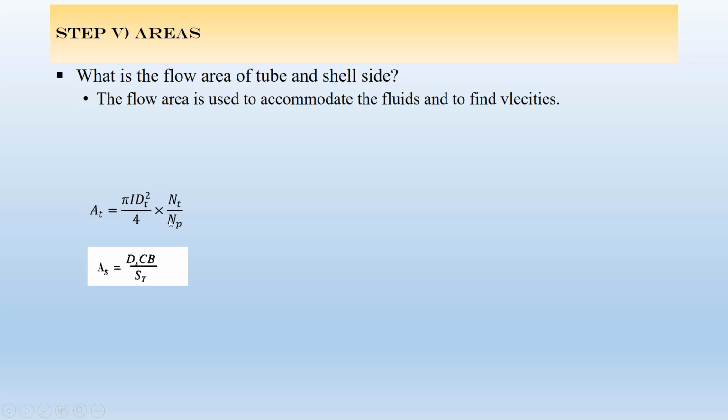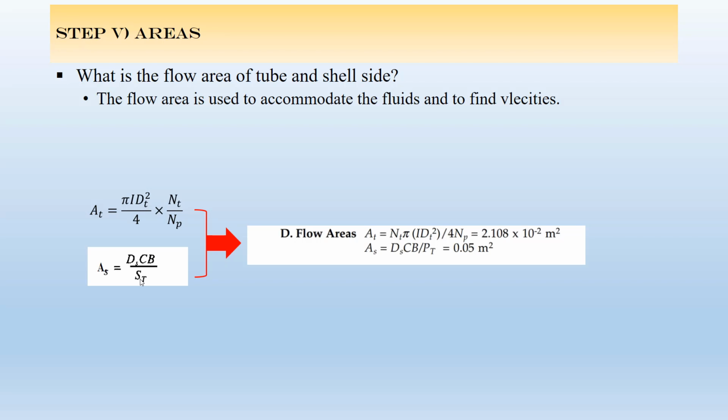Then you need to multiply it by the number of tubes and then divide it by number of passes. So for the shell, you already saw that the area for the shell equals the diameter of shell times C clearance times B baffle spacing over ST or pitch sizes. So we have all this information, everything is available. We already found all this information in the previous section. So here you can see the area for the tube, and then this is the area for shell. Again, this is the total flow area for the tube, and this is the total flow area for the shell side.